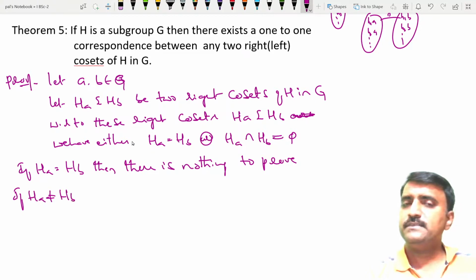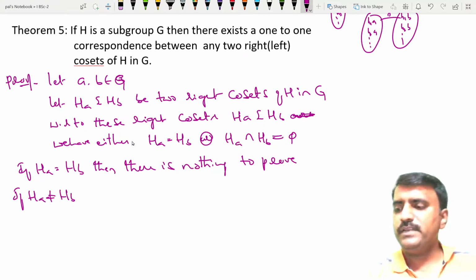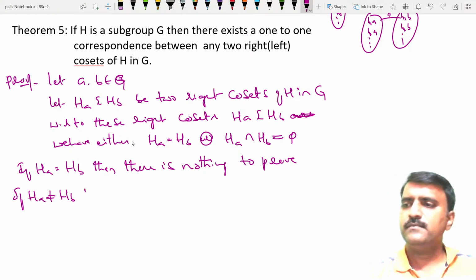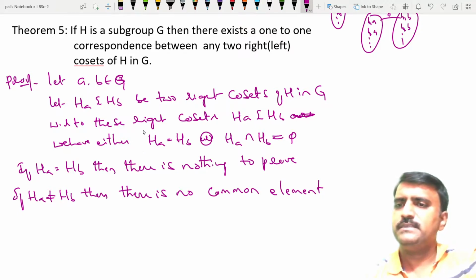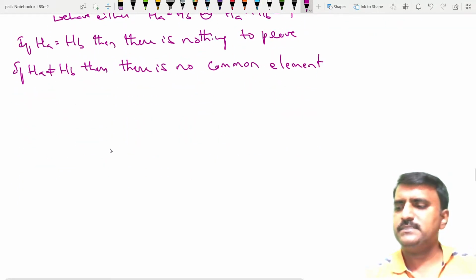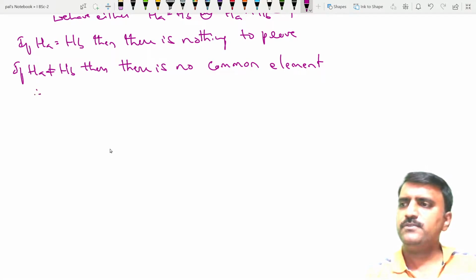Then there is no common element in Ha and Hb. So therefore we write Ha intersection Hb is equal to phi.